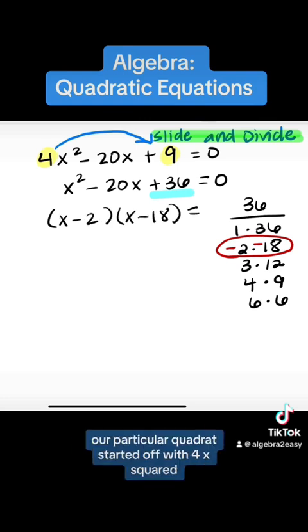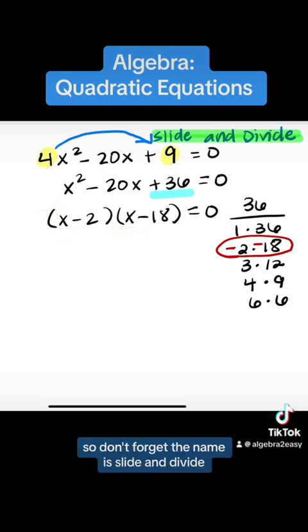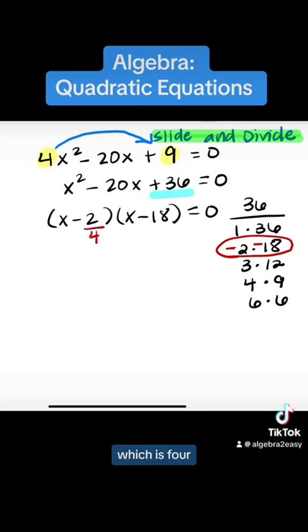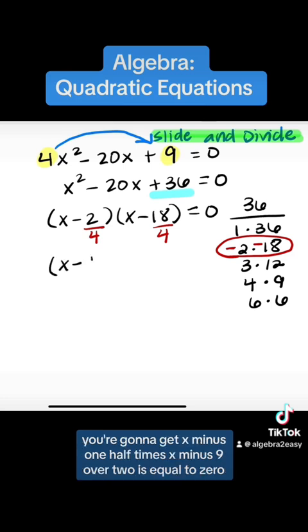Now remember, our particular quadratic started off with 4x squared. You're not going to be able to get 4x squared from this. So don't forget, the name is slide and divide. So you're going to divide by what you multiplied by at the very beginning, which is 4. So then once you divide by 4, you're going to get x minus 1/2 times x minus 9 over 2 is equal to 0.